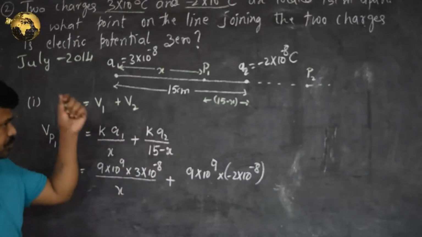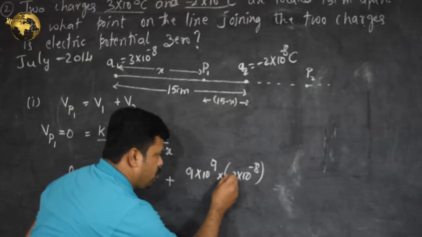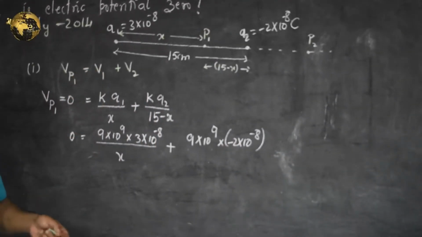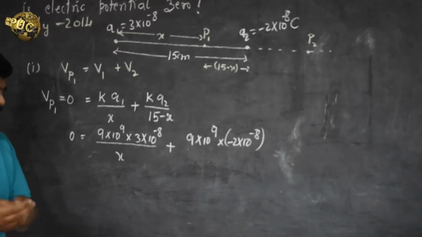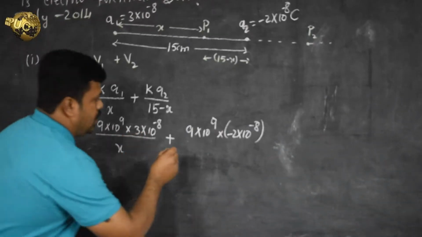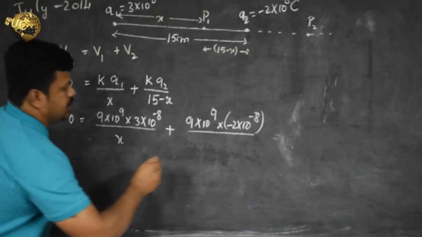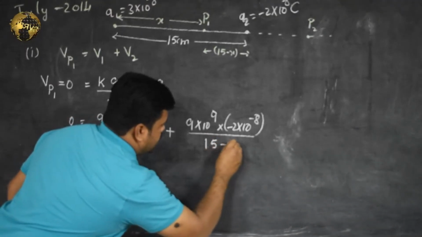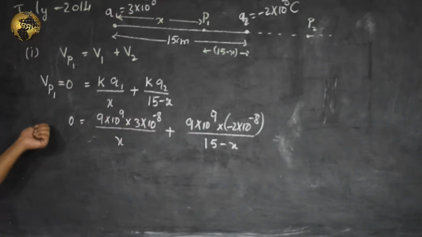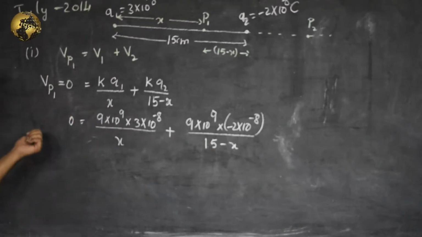So if the charge is negative, you have to take it as negative in case of potential. In case of field, if you are discussing, it has to be positive. Let's restrict: if charge Q2 is negative, in case of potential, we take it as negative. The distance of P1 from Q2 is 15 minus x. So this entire value is negative. I take it onto this side, so it becomes positive. Plus into minus is minus, so I take this value to this side.